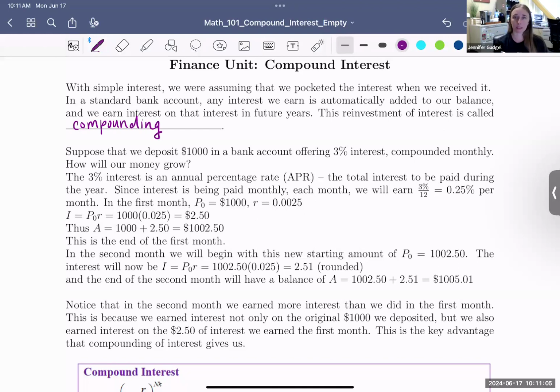Well, this 3% interest is an APR, right? Annual percentage rate. And because it's compounding monthly, that really means that it's happening 12 times, all right? 3% divided into 12 different pieces, which is really 0.25% per month. All right, so it's a different rate if you're talking about it in that individual kind of way.